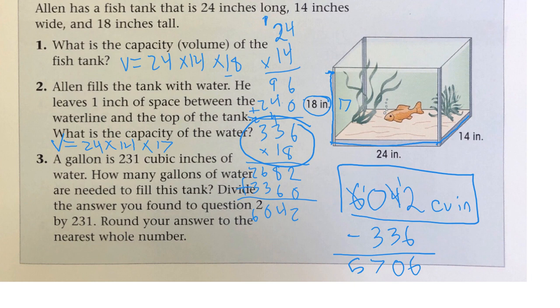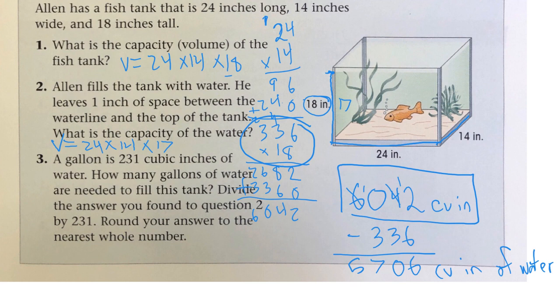So the water is 5,706 cubic inches of water. And now, number 3. A gallon is 231 cubic inches of water. How many gallons of water are needed to fill this tank? Divide your answer to question number 2 by 231. Round your answer to the nearest whole number.